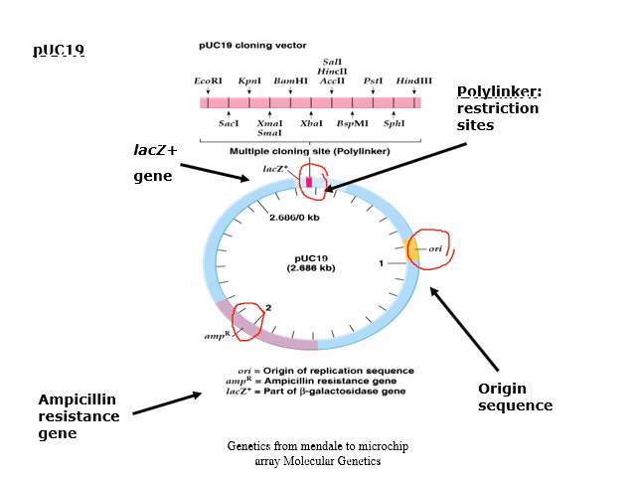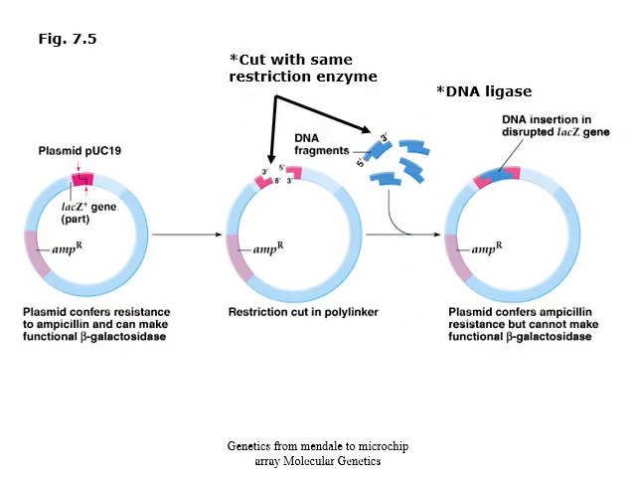Multiple cloning site, polylinker, restriction site. This is the vector pUC19. Here is the plasmid pUC19. The plasmid confers resistance to ampicillin and can make functional beta-galactosidase.